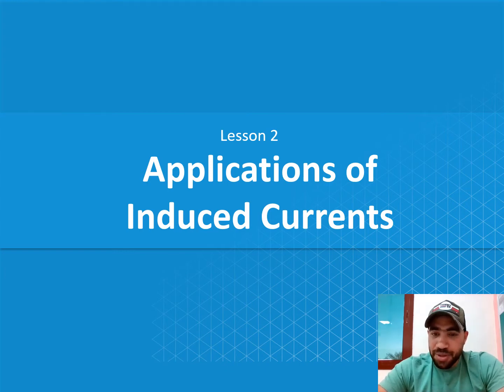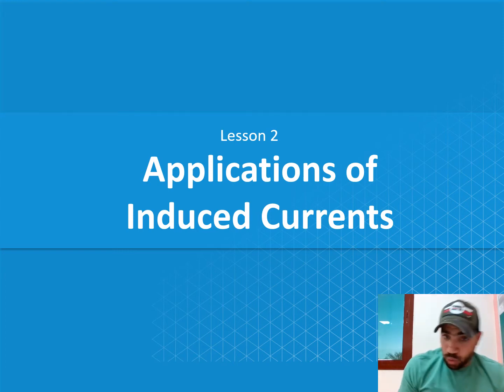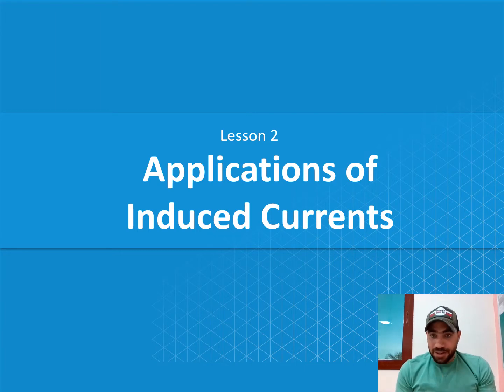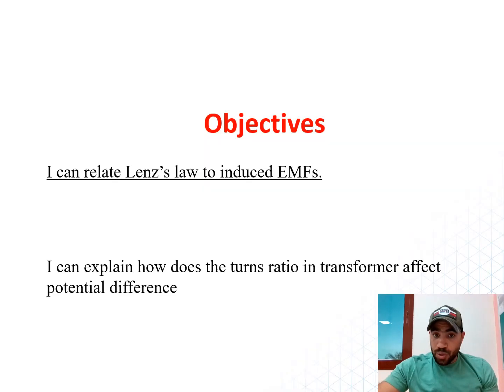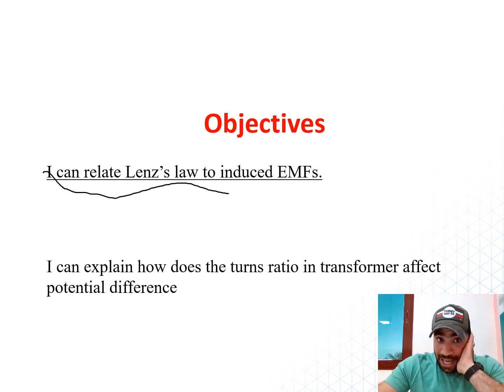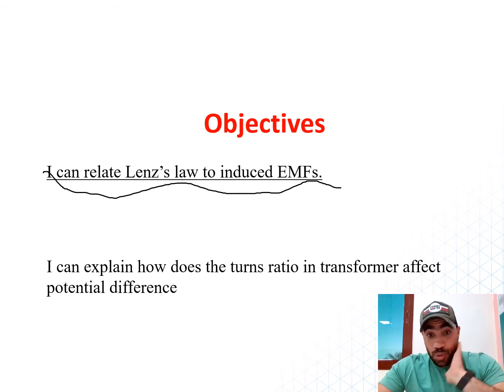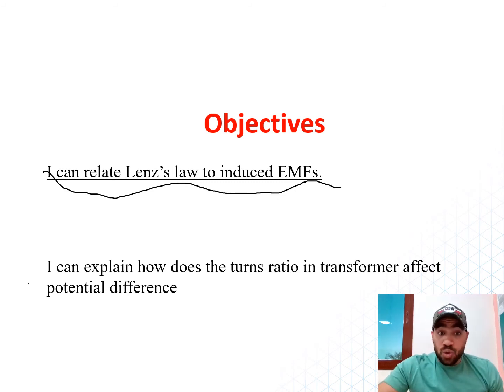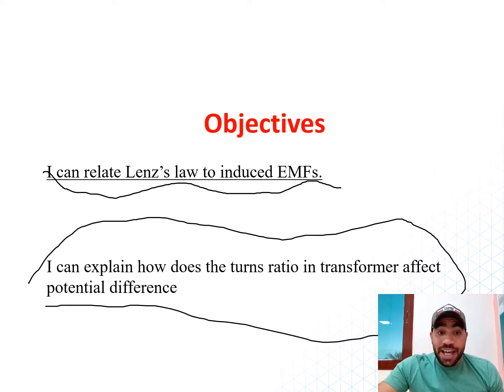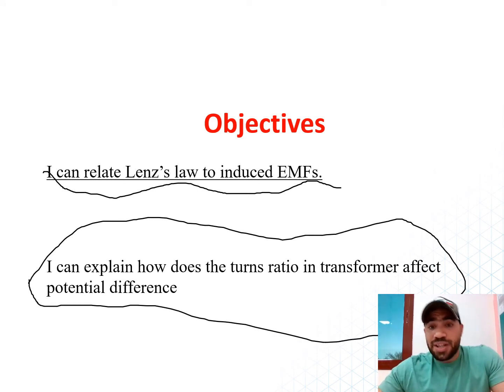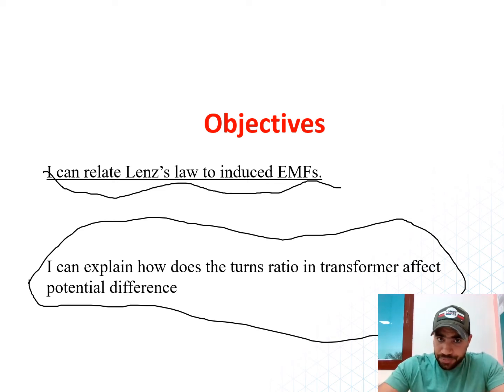In this term 3, we will continue some work from term 2, and we will continue with induced current. We studied induced current in term 2, but in this term we will start from lesson 2, the application of induced current. Our first objective today is: I can relate Lenz's law to induced EMF. The second objective is: I can explain the turn ratio in the transformer effect for the potential difference.